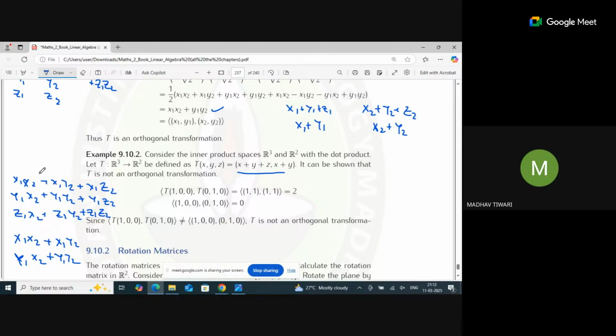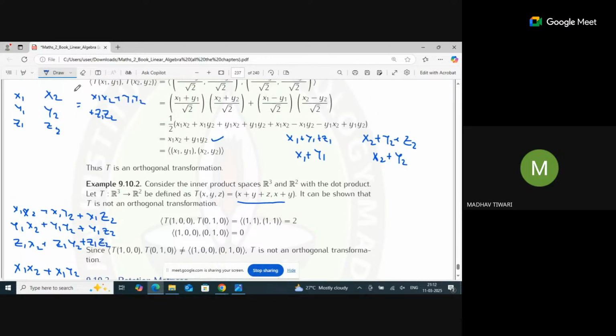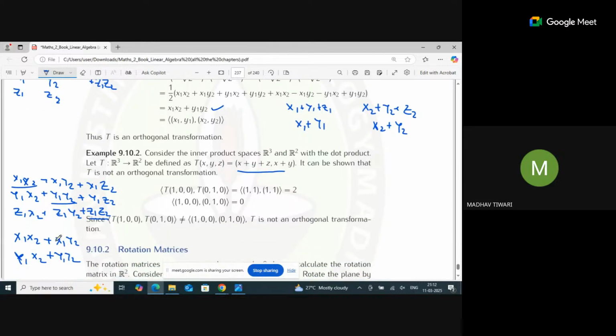So you can see that if I add this, still I am not getting this. It has some other terms as well. This is matching, and this is matching. These other terms are not being cancelled out, and they're still remaining in this part. So it will not be an orthogonal transformation.